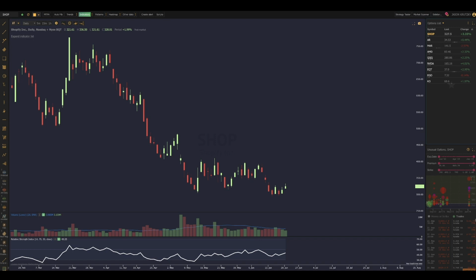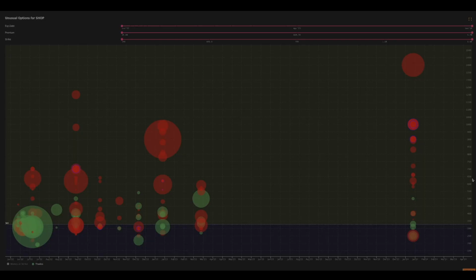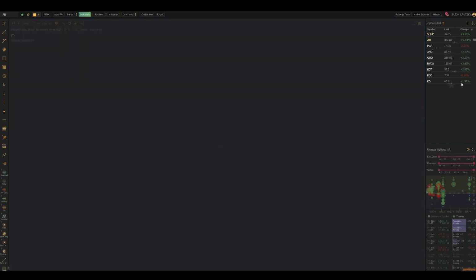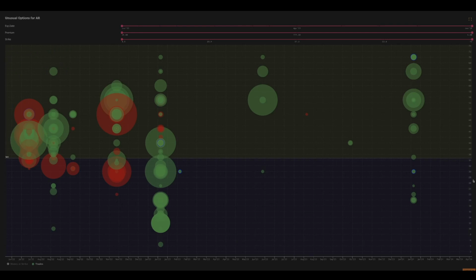In some cases, like this chart here on SHOP, we see an abundance of red circles and only a small amount of green ones. This means that the overall flow is more bearish leaning. If we see an abundance of green circles, like we do here on this chart for AR, that might suggest that the flow is more bullish leaning. Knowing the general feel of the flow can help us to develop the type of trade that we want to take. Next, let's note the size of the circles.